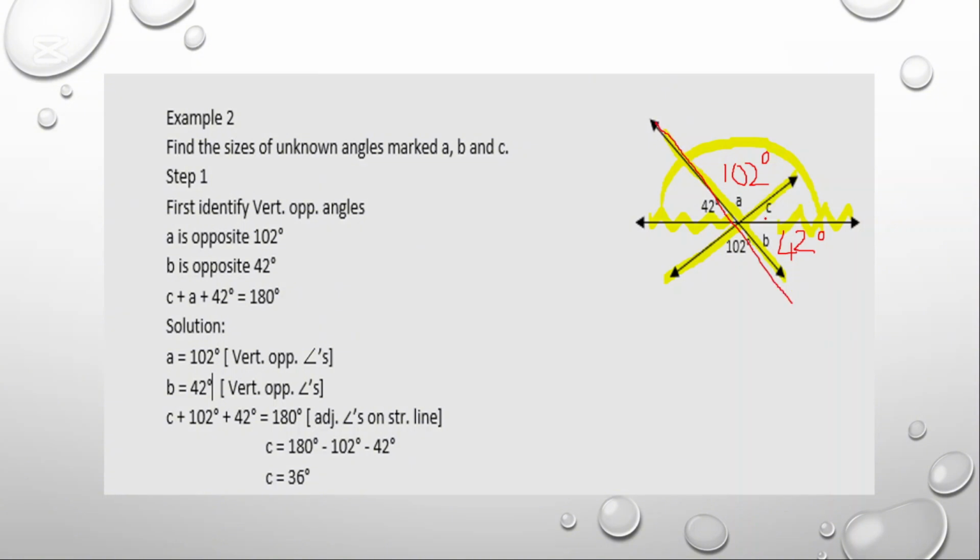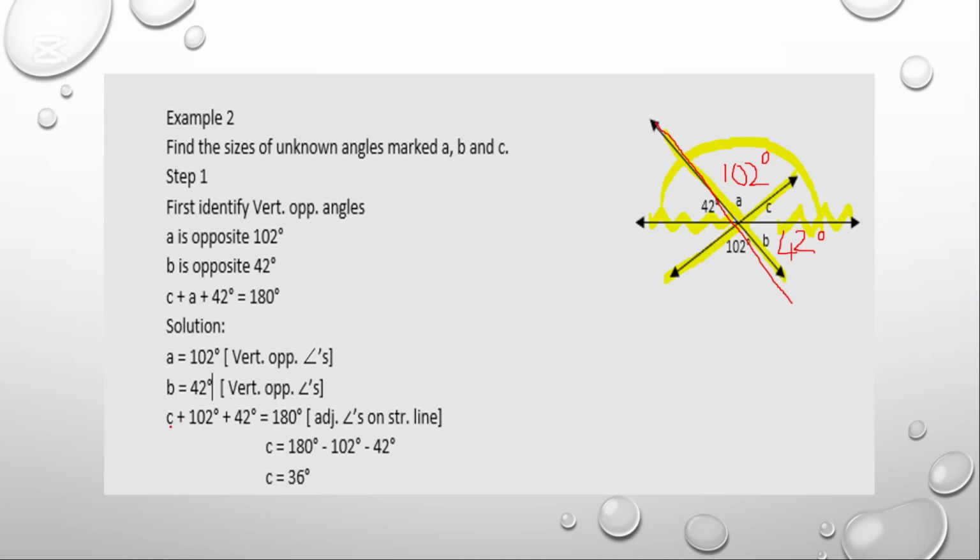And we can see A, C, and 42. They are equal to 180. Right? A plus C plus B equals 180. We have the value of A there, 102. We have the value of B, 42. And C is the unknown angle.